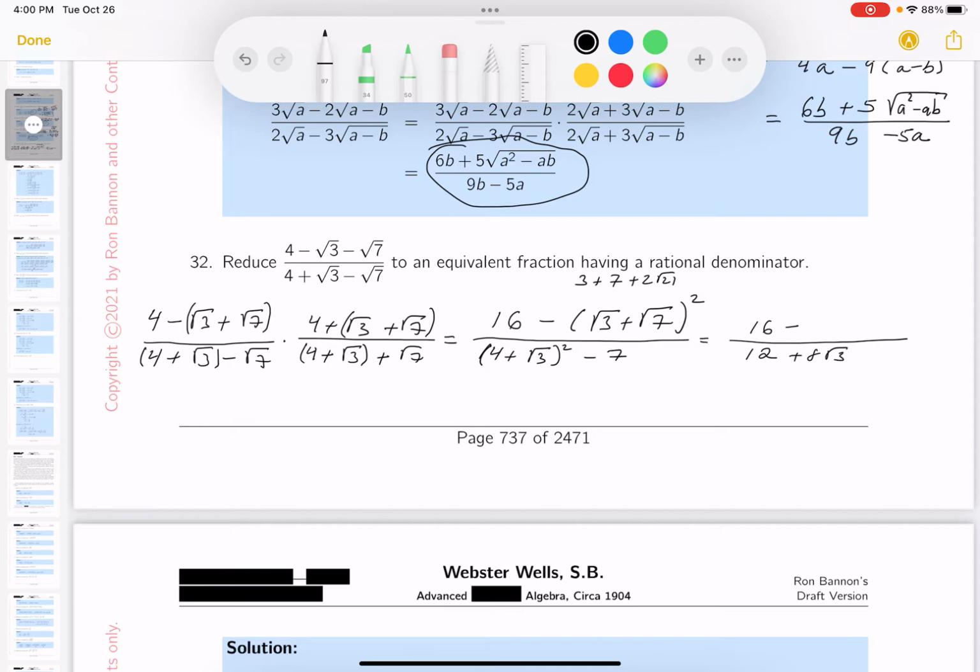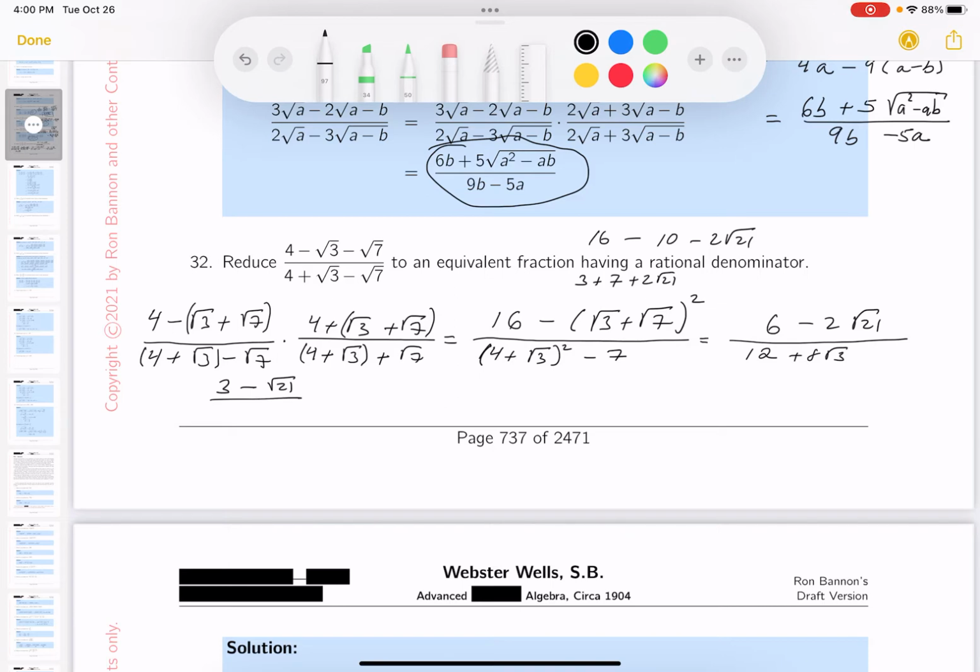And mistakes happen. We know that. And let me get this eraser out too. I'm going to really do the whole thing. So what'd you get? 16. Maybe I should write that down. 16 minus, 3 plus 7 is 10, right? Minus 2 root 21s. So what does it give you? 6 minus 2 root 21. And just to simplify it, I'm going to divide everything by 2, right? So what do you get? You would get 3 minus root 21.